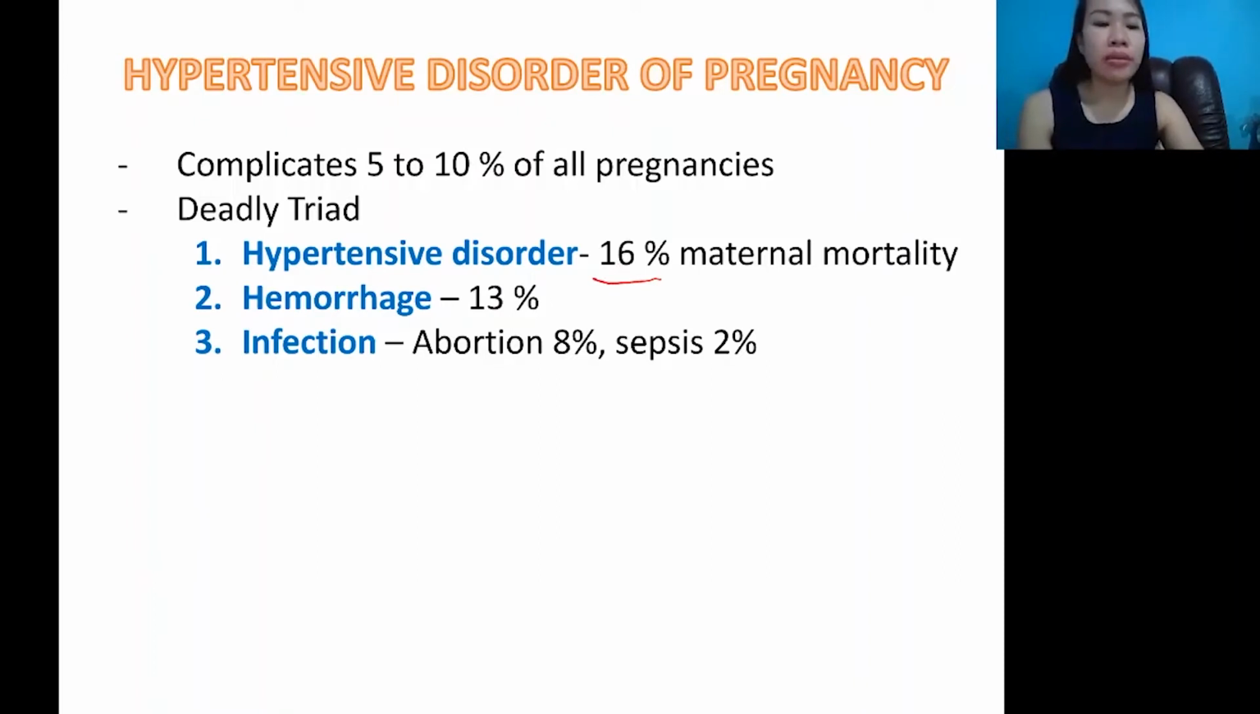Now, another thing that we should look at is hemorrhage, yung bleeding. Ibig sabihin po nito, excessive bleeding. So, if there is excessive bleeding due to the hypertensive disorder, that is 13%. And if this is accompanied by infection, for example, in abortion, it causes 8%, infection or sepsis, 2%. So, this may lead to deadly triad. So, mortality. Pwedeng mamatay po ang mother natin. So, these are the things that we should watch out for.